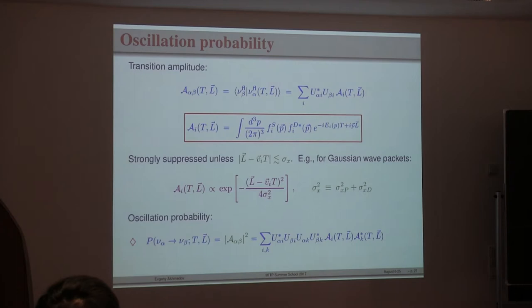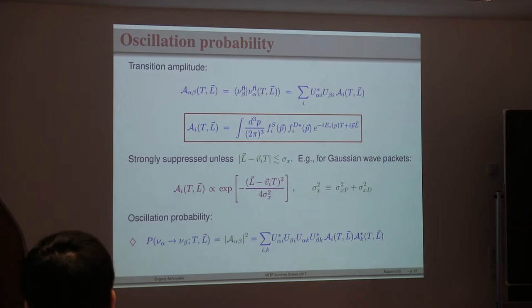And you immediately see the following. This factor takes maximum when L is equal to VT, which is the center of the wave packet. However, it is not zero if L is not equal to VT, but the factor will be strongly suppressed if we go far away. When L minus VT becomes larger than sigma x, then we get a strong suppression. So we allow L and VT to be different from each other, but not by much. The formalism will just suppress all the processes when they're different from each other by a large amount.